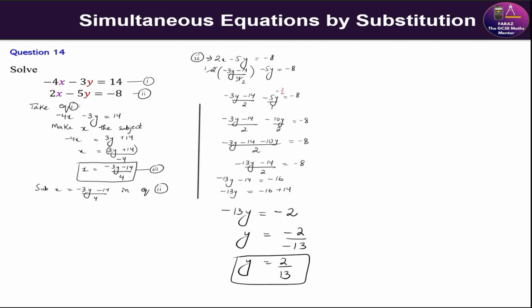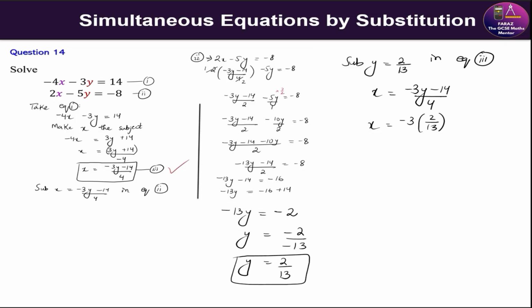Now to calculate the value of x, we can use the third equation. We made it here, the third equation, and you can just substitute y equals 2 over 13 in equation number 3. What was equation number 3? It is x equals negative 3y negative 14 over 4. Alright, now if you substitute y there, it will look like this.